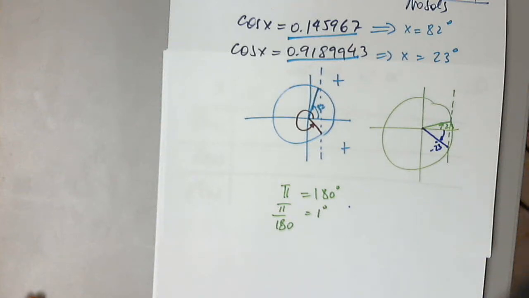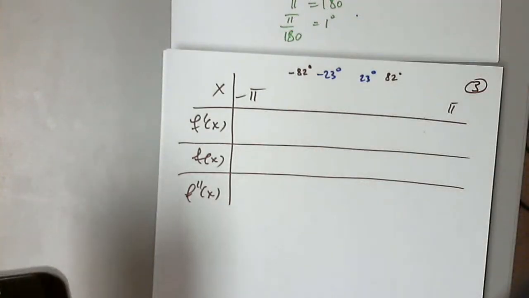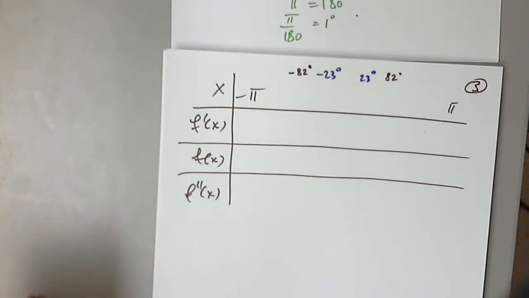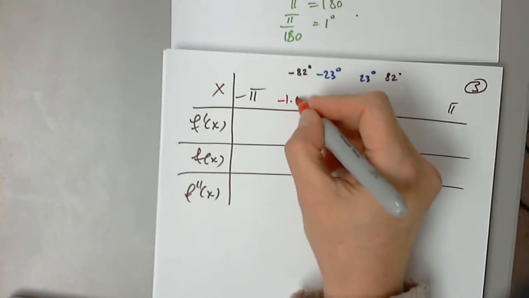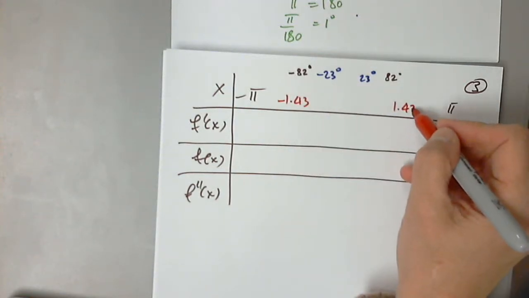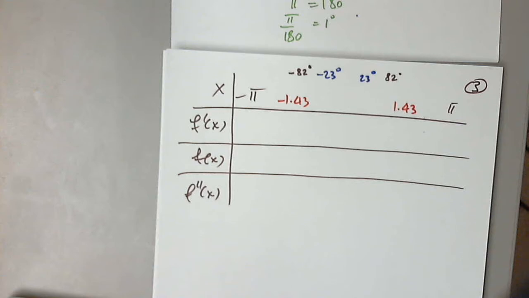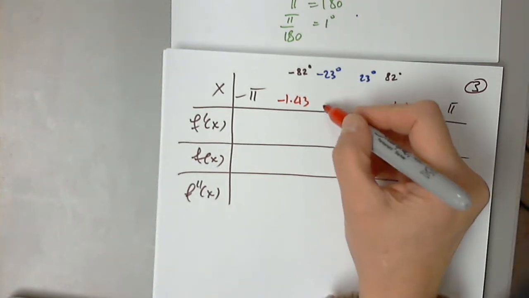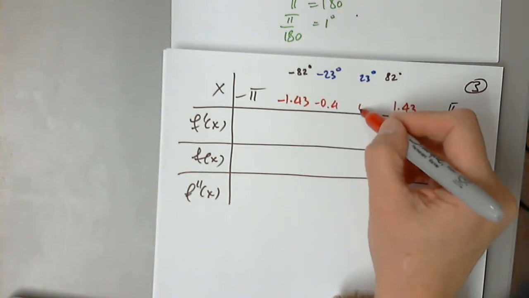So I have to multiply 23 by pi over 180 and 82 by pi over 180 to change those into radians. So what do we get? 82 times pi divided by 180, I got 1.43. Negative 1.43, positive 1.43, and then the same thing with 23. And I got negative 0.4 and positive 0.4.